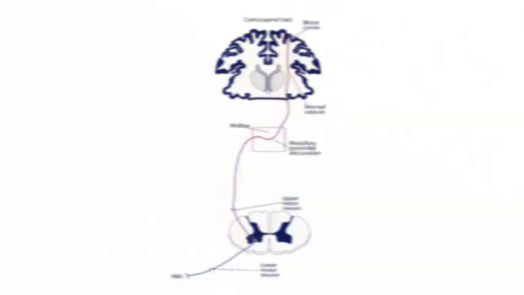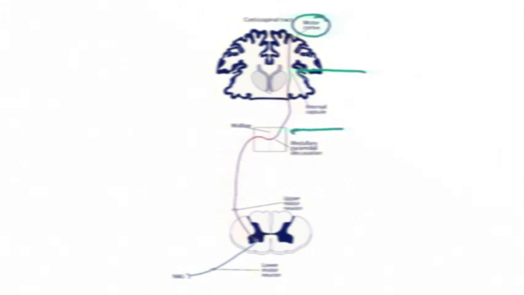So let's draw this out. This is figure 8.15 from your text, and up here is the cerebral cortex, specifically the primary motor cortex of the frontal lobe. The neuron originates here and then descends through the internal capsule, then reaches the medulla, and then decussates at the medullary pyramids, as labeled here, the medullary pyramidal decussation.